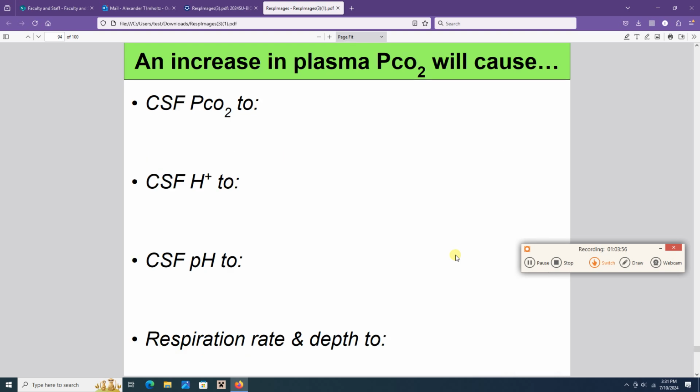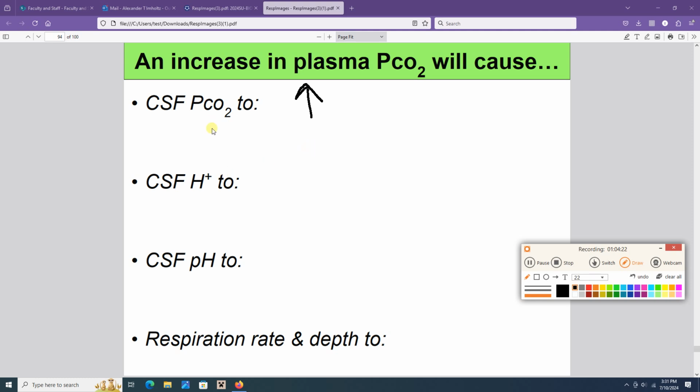So, let's say you held your breath. The PCO2 of your plasma would increase because you're holding your breath. You're not getting rid of CO2. What would that do to CSF PCO2? Well, if there's more in your blood, the amount in your cerebrospinal fluid is going to, I'm hoping you just shouted out, increase at the top of your lungs. You slammed on your table and said increase.